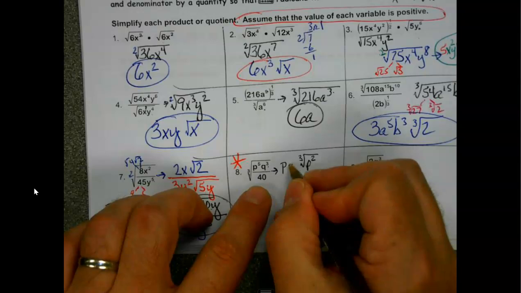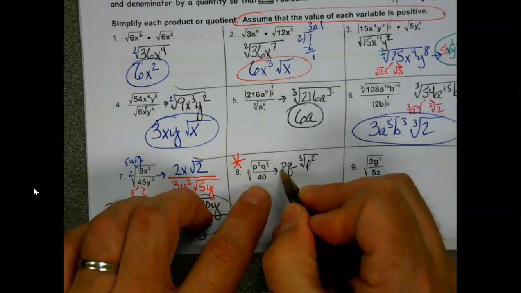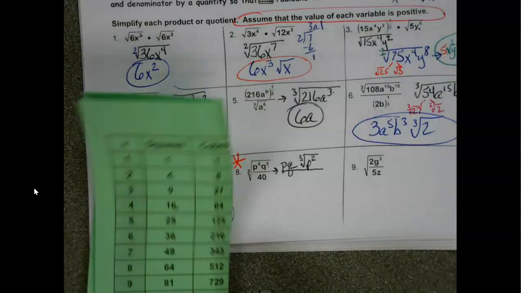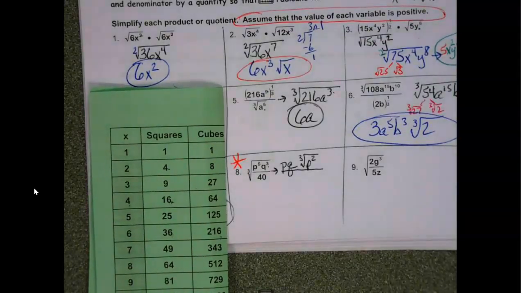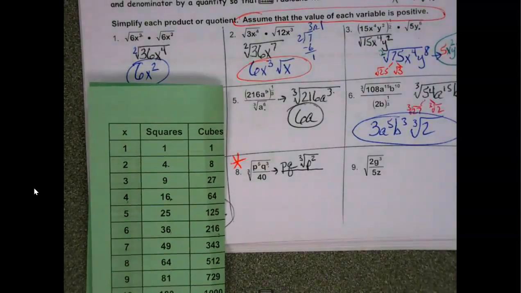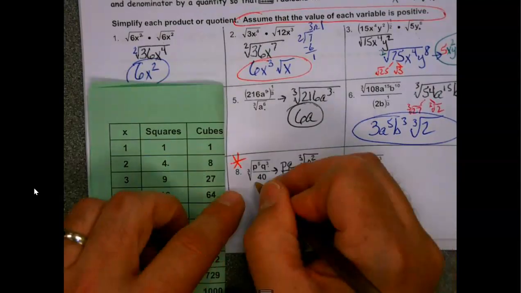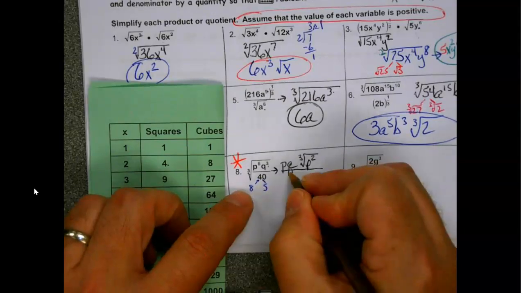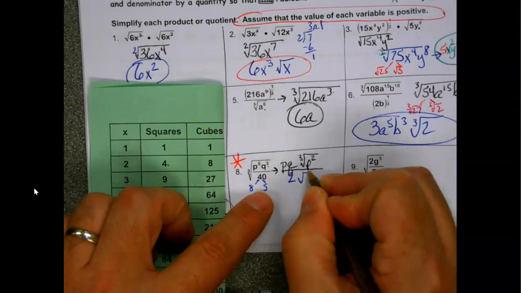3 goes into 3 once. Okay, that wasn't bad. We get that part done. 40. Remember, not squares, cubes. What cube is going to go into 40? 8. 8 and 5. Perfect. So the cubed root of 8 is 2, but the 5 does not break down.